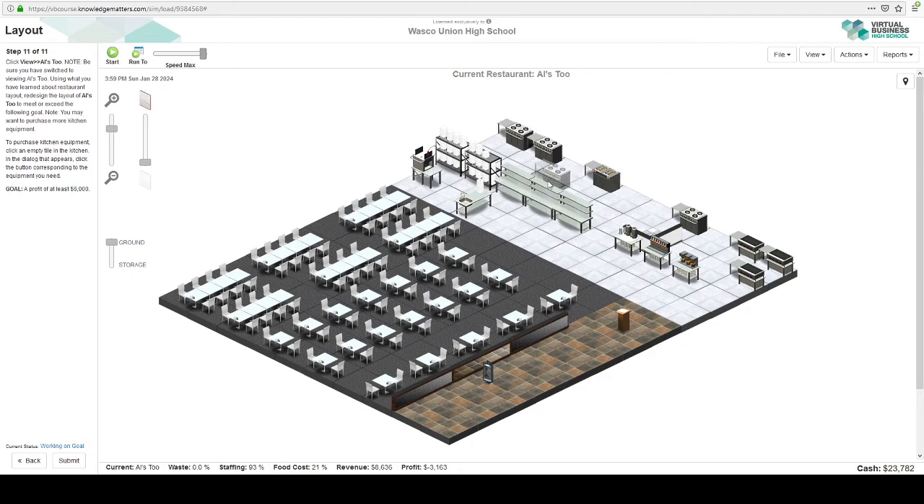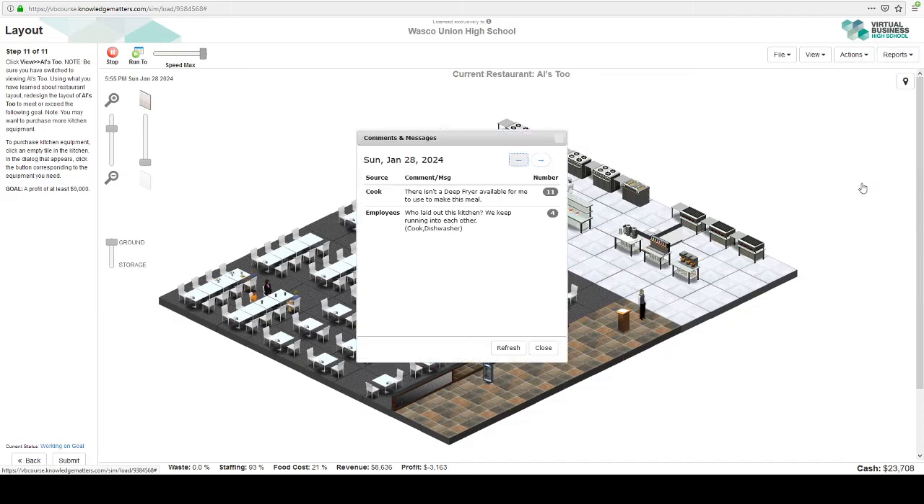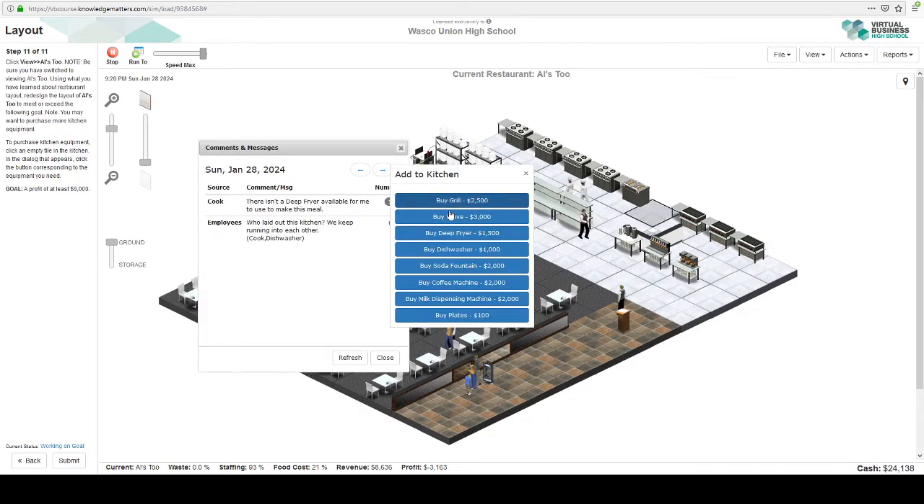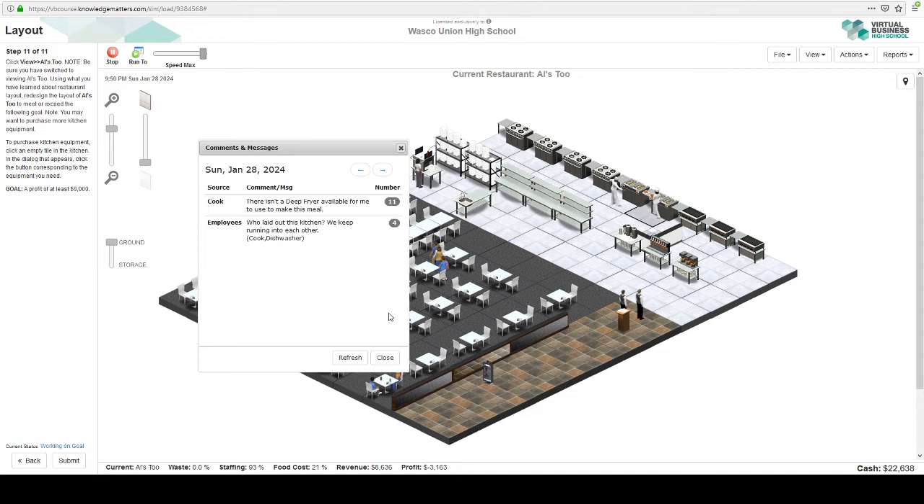I'm going to move the stoves. Here's our fryer. Interesting. We only have one fryer. My guess is we're going to need to buy another fryer. But let's take a look and see what's going on here. So we'll just start it and take a look at the messages. There's no deep fryer. Okay. So like I thought, let's get another deep fryer in there. Let's see if that changes anything on Monday.